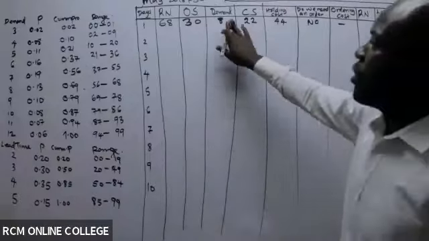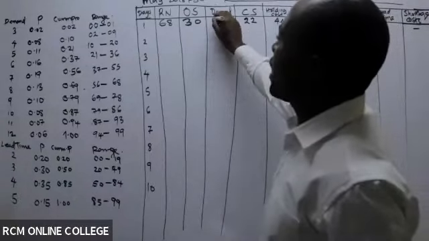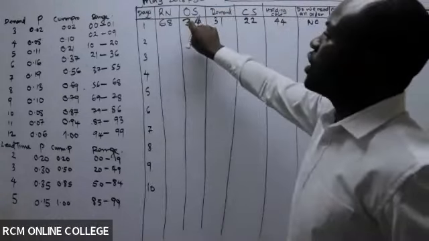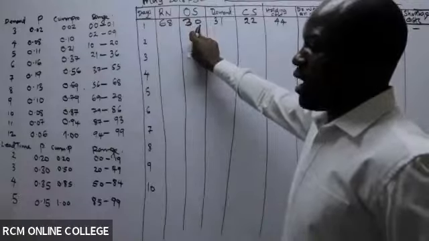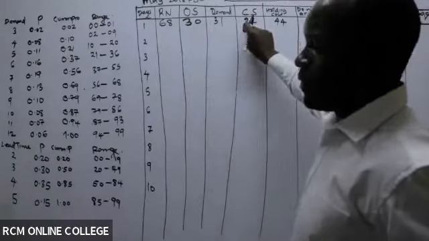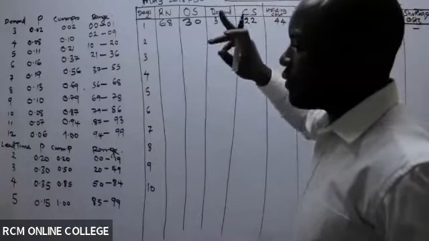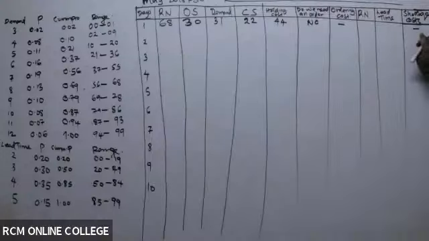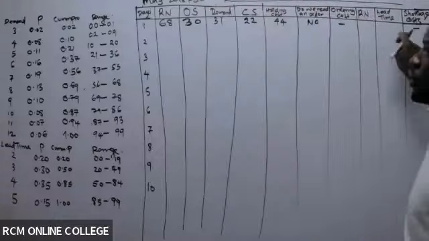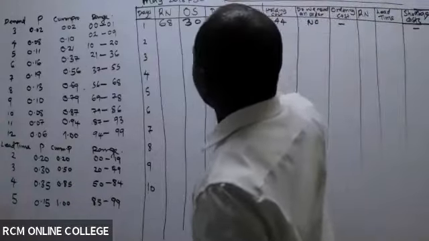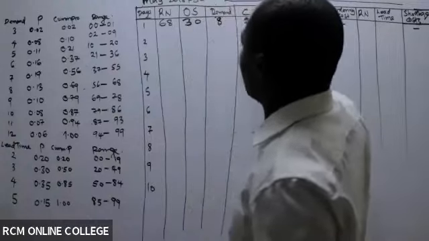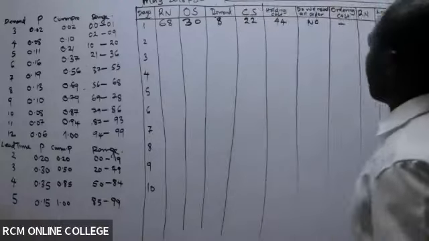For example, if demand here was 31 and my opening stock is 30, what do I have as closing stock? I have a negative. I have a deficit of 1. That deficit of 1 will attract shortage cost. So as per this, our demand is 8. So 30 minus 8 is 22. This 22 is greater than 0, so I don't have any shortage cost.